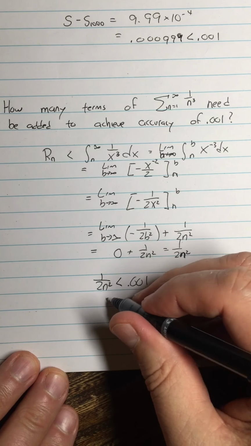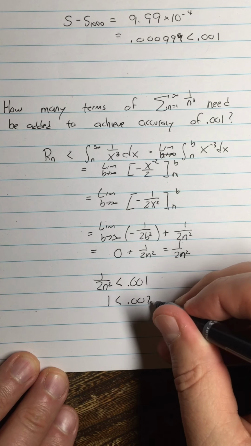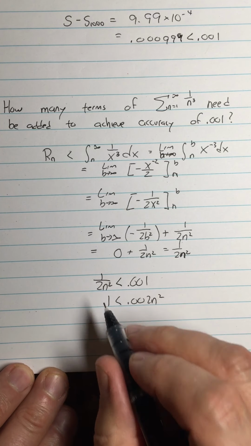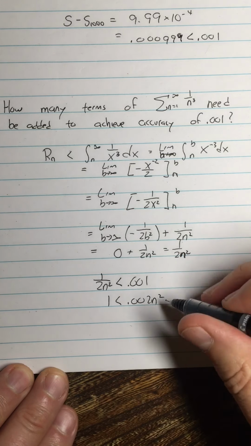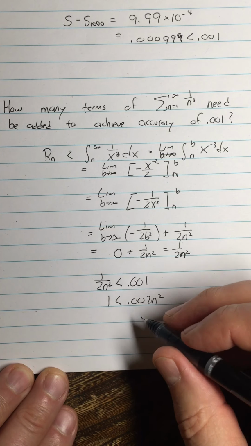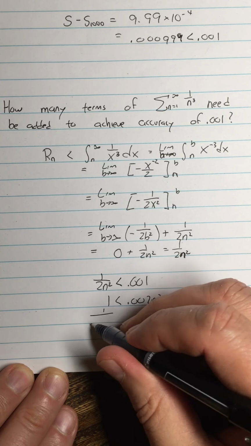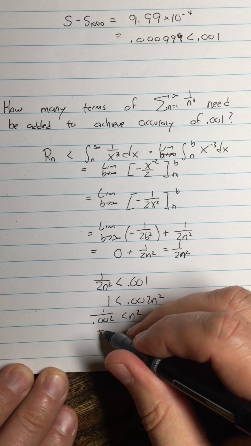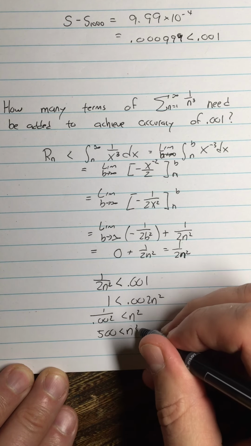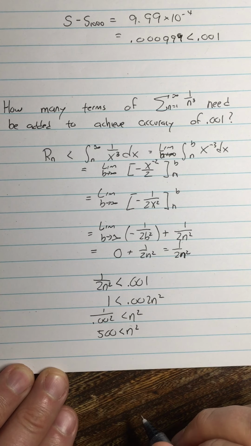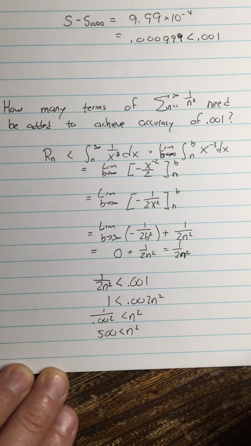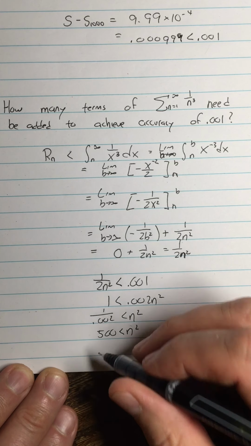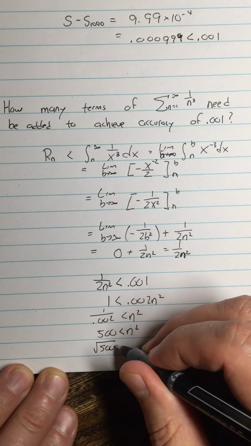So that's easy enough to do. I get 1 is less than 0.002 n squared, multiplying both sides by n squared, which I can do because n is positive, because n is a natural number. And then 1 over 0.002 is less than n squared, so 500 is less than n squared. We like the idea that n should be larger than something. I need to add up at least so many terms in order to get this much accuracy. Sort of makes sense. So the square root of 500 is less than n.